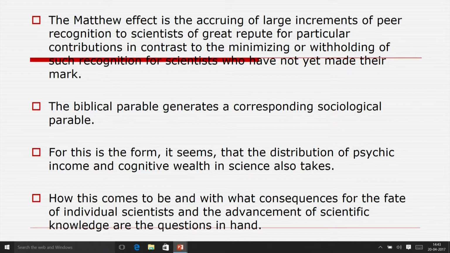For this is the form, it seems, that the distribution of psychic income and cognitive wealth of science also takes place. How this comes to be, and with what consequences for the fate of individual scientists and the advancement of scientific knowledge, are the questions in hand.